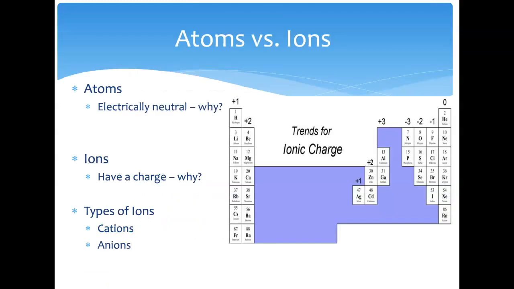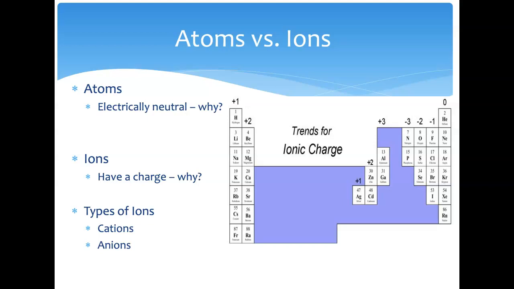As these atoms form ions, gaining and losing electrons, they actually form ionic bonds. And so this is a little helpful chart that I use often when I'm trying to figure out the exact charges that various atoms would form as they form ions. Again, ions have a charge, whereas atoms are electrically neutral. Hopefully you've got why that is.